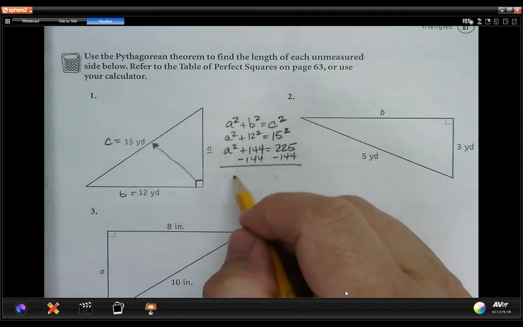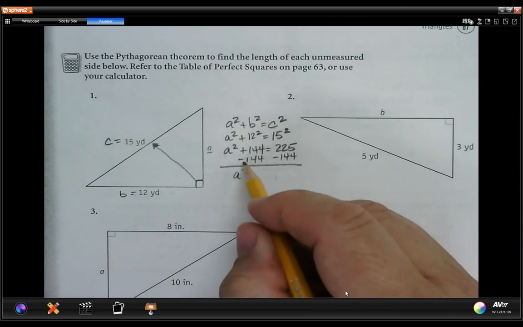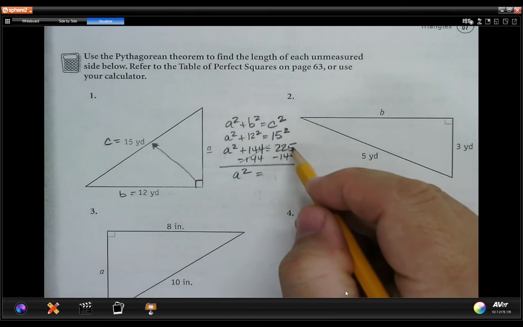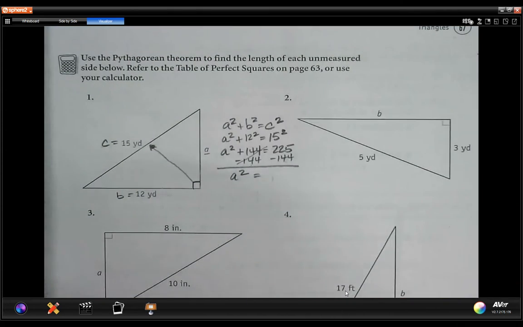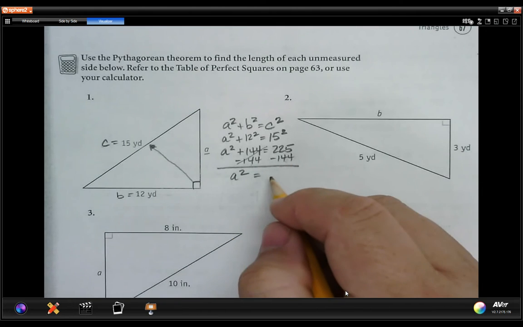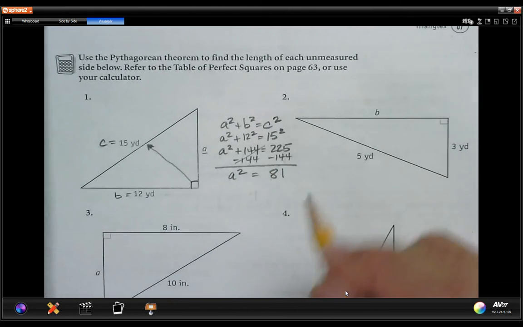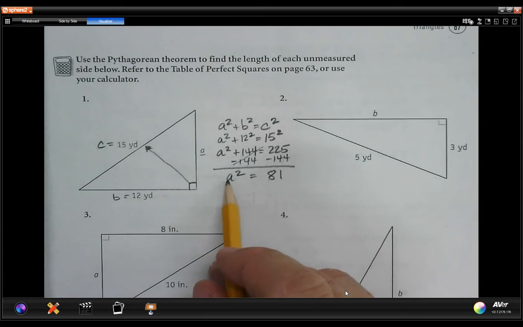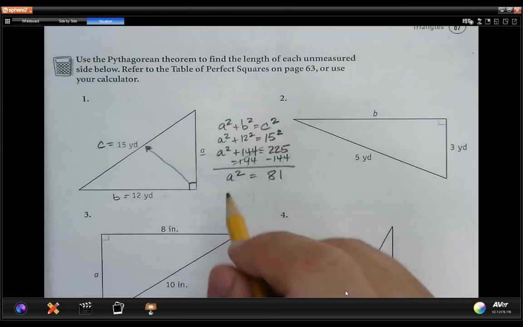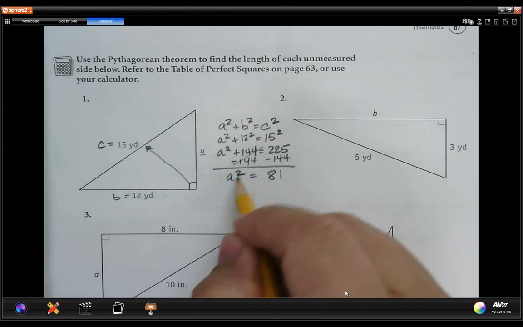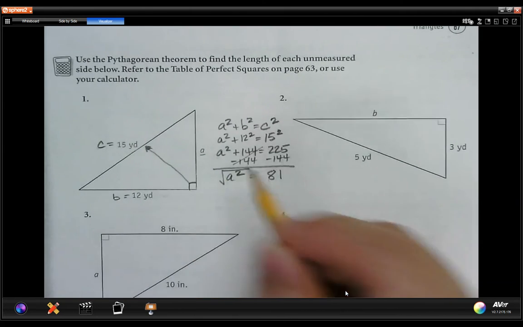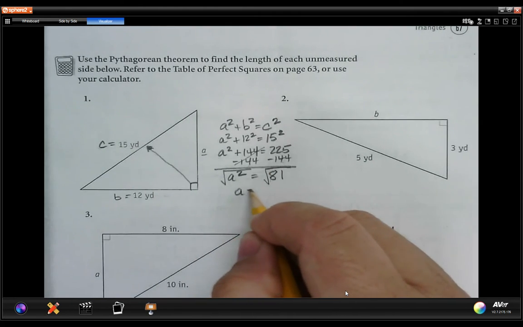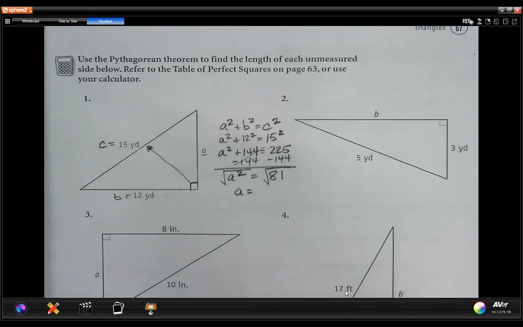Notice what happens. I'm left with A squared. This goes away because 144 minus 144 goes away. And now I have 225 minus 144, which actually equals 81. So now I've got to think, how do I get this A by itself? Well, it goes right back to what we did with the previous problem. We've got to undo this squared. In order to undo a square, you have to take the square root. And if I do it to one side, I have to do it to the other side. So I end up with A equals the square root of 81.